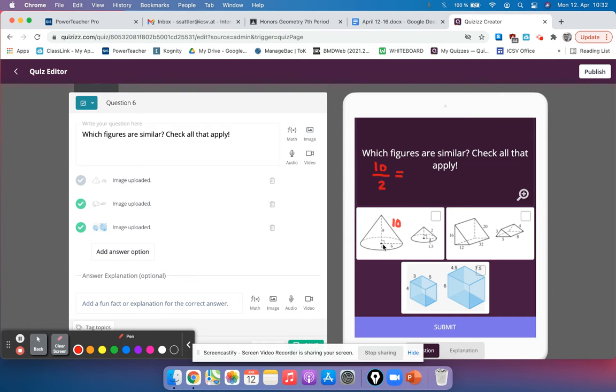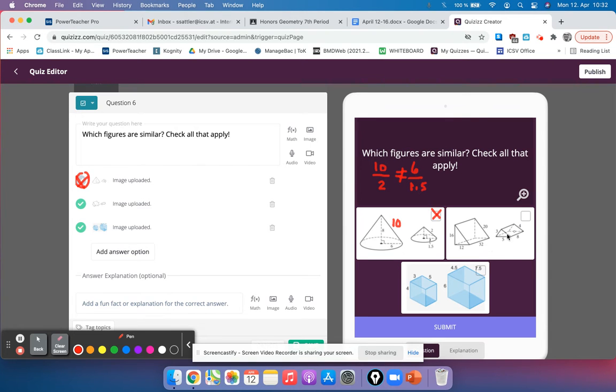So now if I compare the radii to each other, the big one and the small one, these should be equal, and they are not. So that means these are not similar, which is why it's not selected here. That's how we can prove that those are not similar.